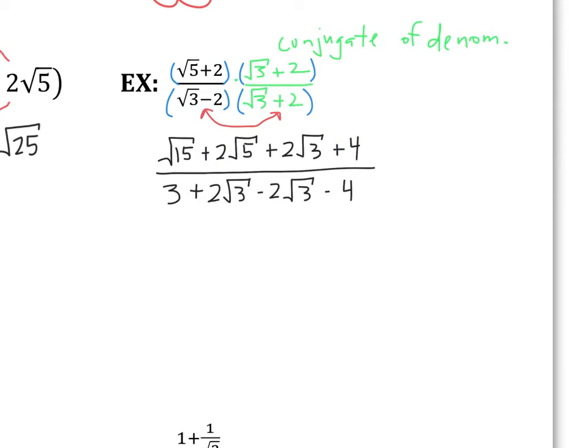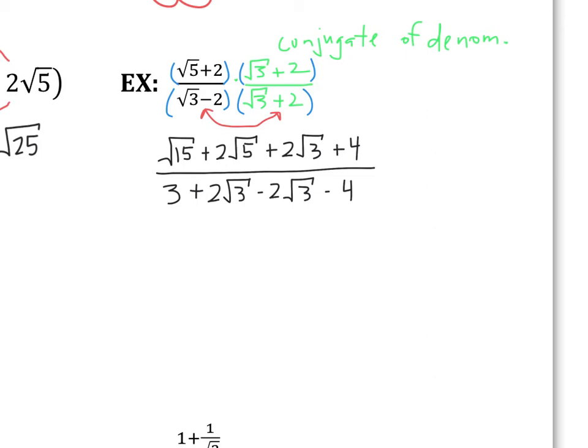Okay, so hopefully when you FOILed everything, you got what I did. Root 15 plus 2 root 5 plus 2 root 3 plus 4. Yours might be in a different order, but that's okay. Either way, we can't combine any of those terms because they're not like terms. The denominator, root 3 times root 3, I just wrote it as 3, plus 2 root 3 minus 2 root 3 minus 4. Now let's just go through and combine any like terms.